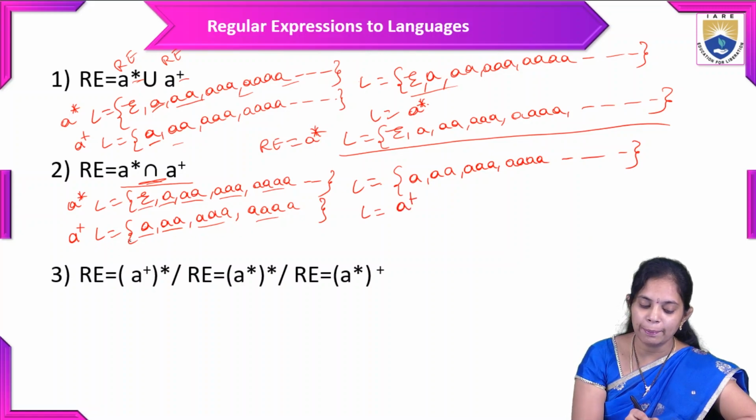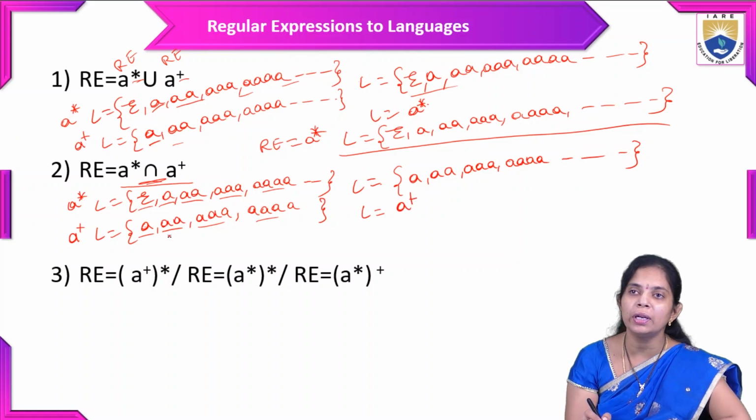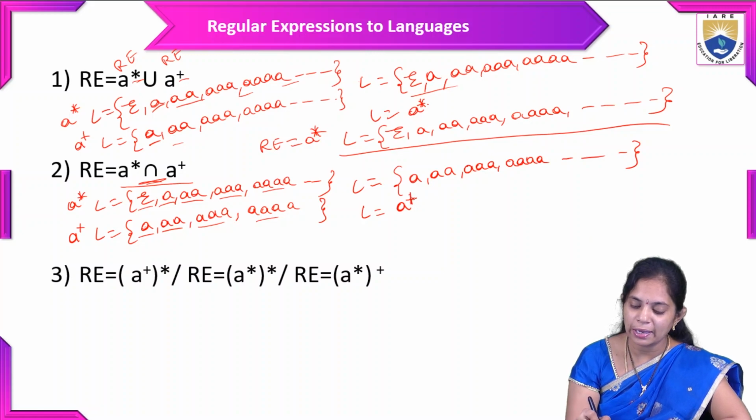So the language again is A plus. Why? Because in A plus, epsilon is excluded. So the resulting regular expression for the regular language is A plus.